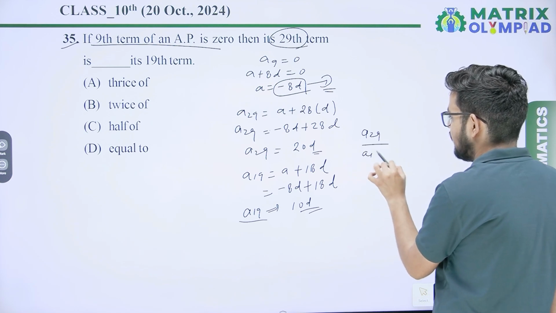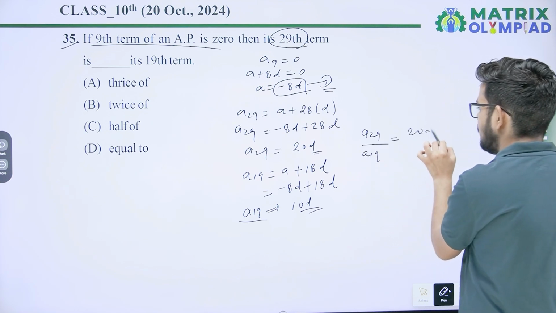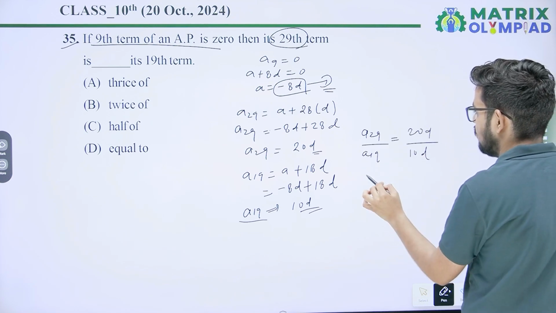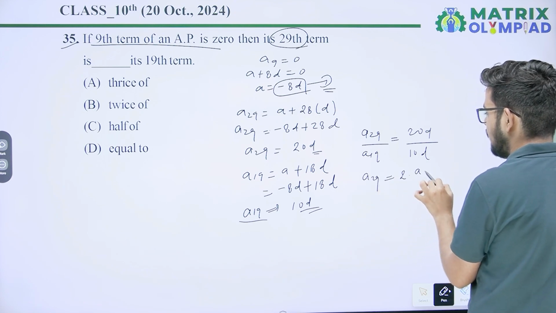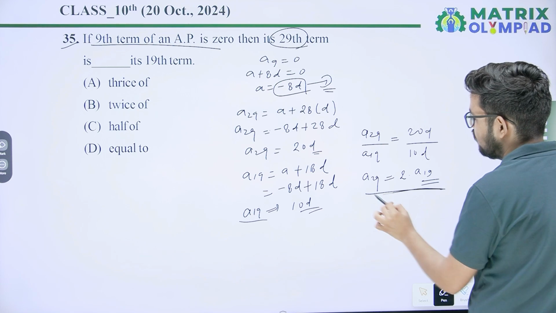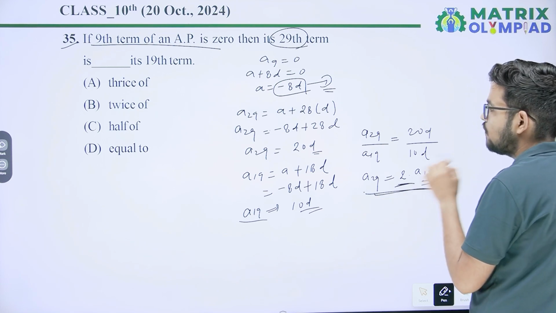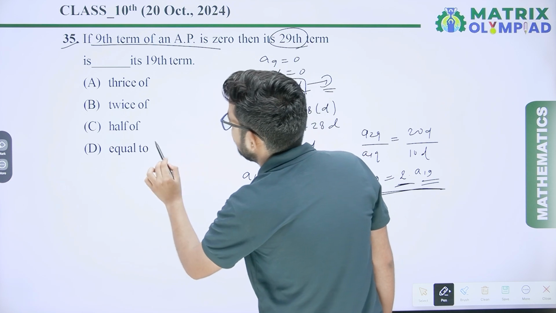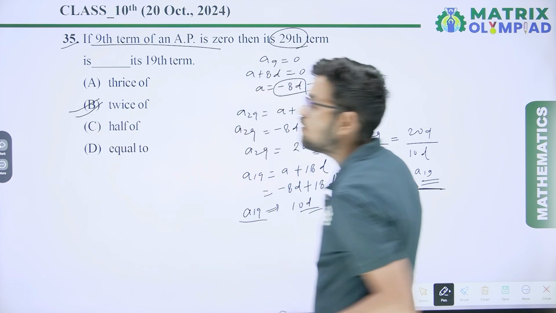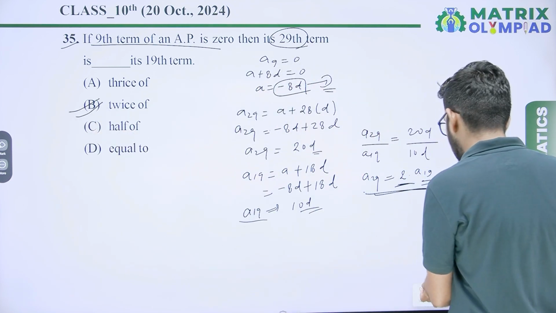A29 upon A19, that is 20D upon 10D. So A29 equals 2 times A19. It means A29 is 2 times of A19. So it will be twice of A19. Option B will be the correct answer.